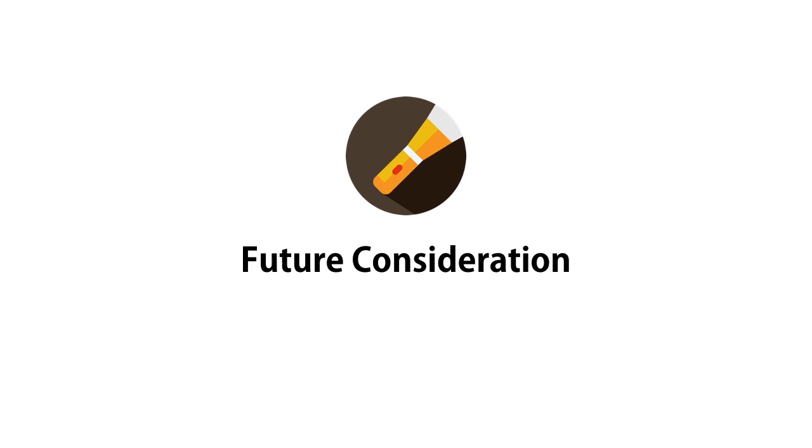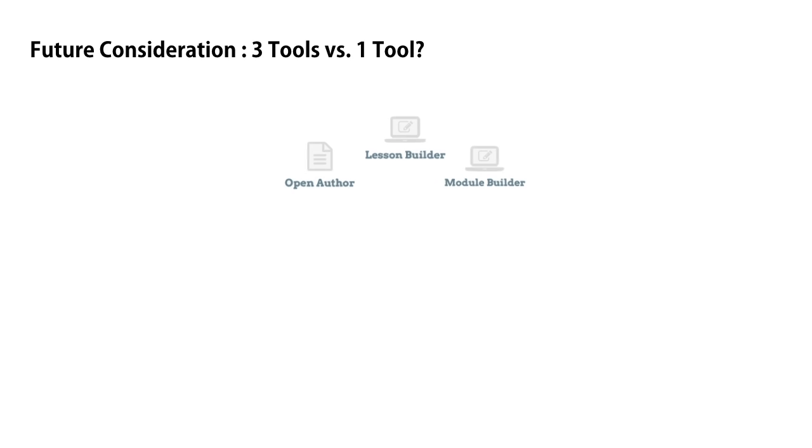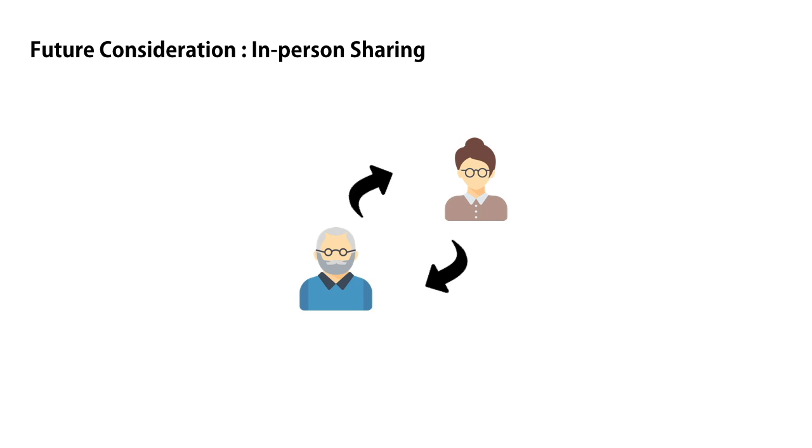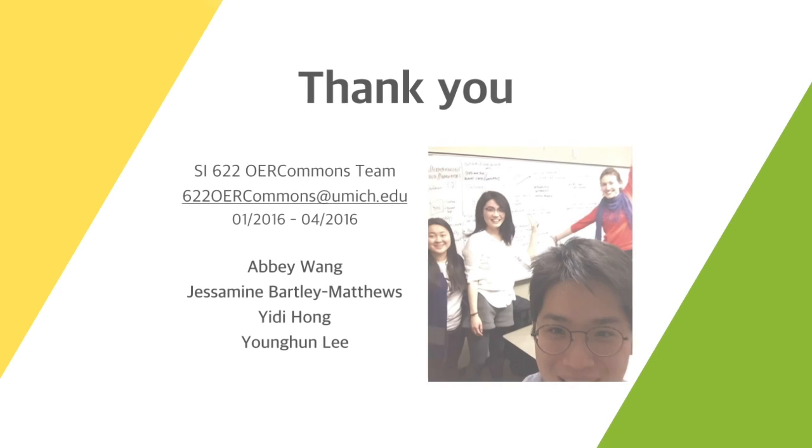In conclusion, we have a couple of things that OER Commons might consider for further studies. First, we believe OER Commons could benefit from continuing to think about whether to combine the 3 authoring tools into one master tool. In addition, we think it's important to continue exploring ways to replicate or facilitate in-person sharing, since this is a key area that could set OER Commons apart from other services.